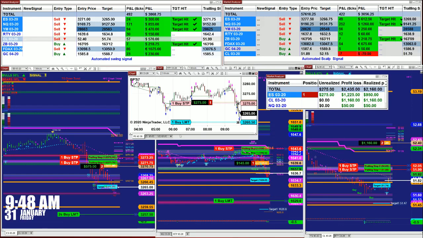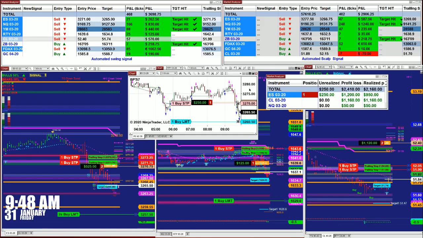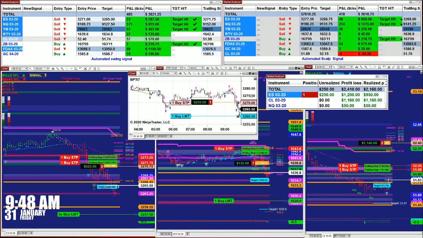The NASDAQ is my fault. I need to readjust the NASDAQ because this is a very small trade, or it could be a wrong setting on it. So I will look at it later. But on the CL, we have 1,160. On the ES, also 1,200. So this is a very good run.